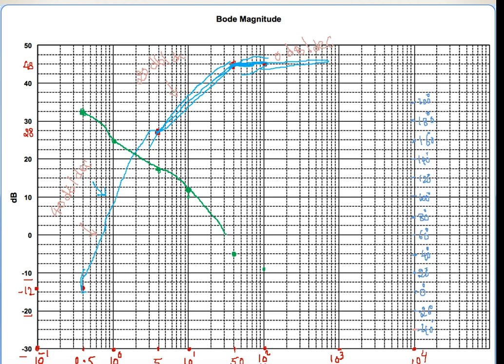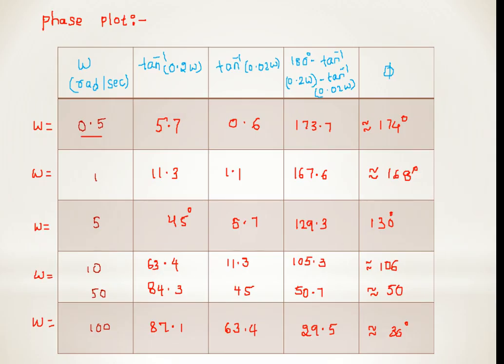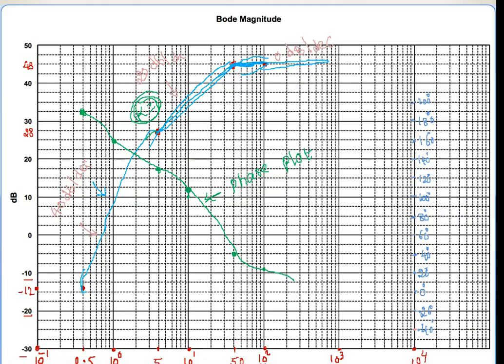This is the phase plot for the given transfer function. So we are drawing the magnitude plot by assuming k equal to 1. Now we have to calculate the k value. Because we are drawing the magnitude plot by assuming k equal to 1, but we don't know the actual k value. So we have to calculate the k value here.